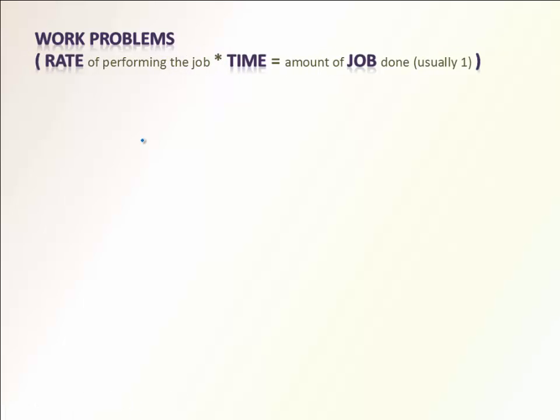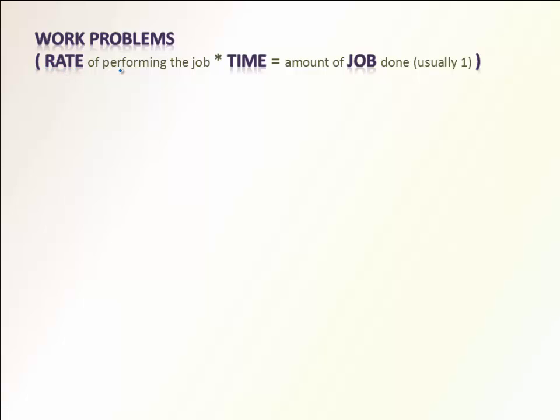The last type of problems that we are going to refer to will be work problems. In work problems, we are going to multiply rate times time and obtain the amount of job done. Usually this is 1, but not always. So the work problems work very similarly to motion problems.